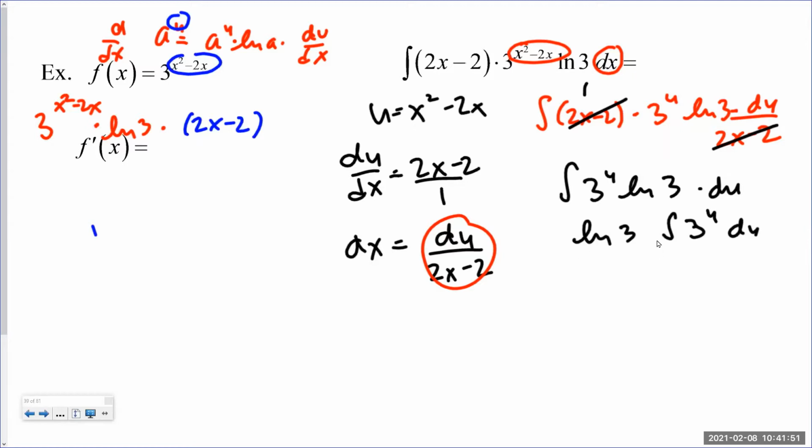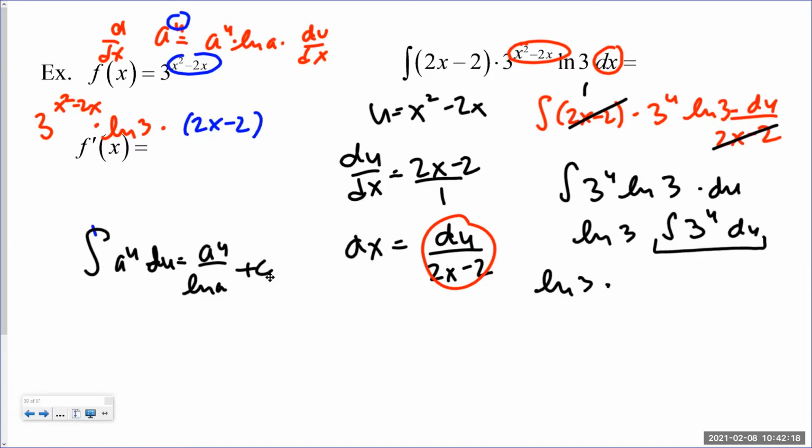Now, this should be an easy antiderivative, which it's not, because in an easy antiderivative, the u should be on the bottom, not in the exponent. So it should be something on my formula sheet. Do I have an integral of a to the u on my formula sheet? Yes. The integral of a to the u du is equal to a to the u over ln of a. So I'm using u substitution, so I'm going to just substitute that here. This is ln of 3 times a to the u, which would be 3 to the u over ln of 3 plus c, and bam, that is my answer.